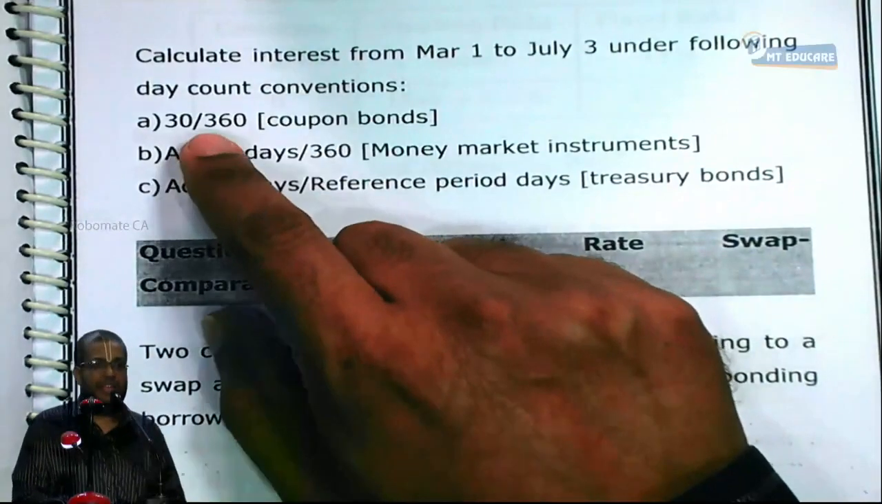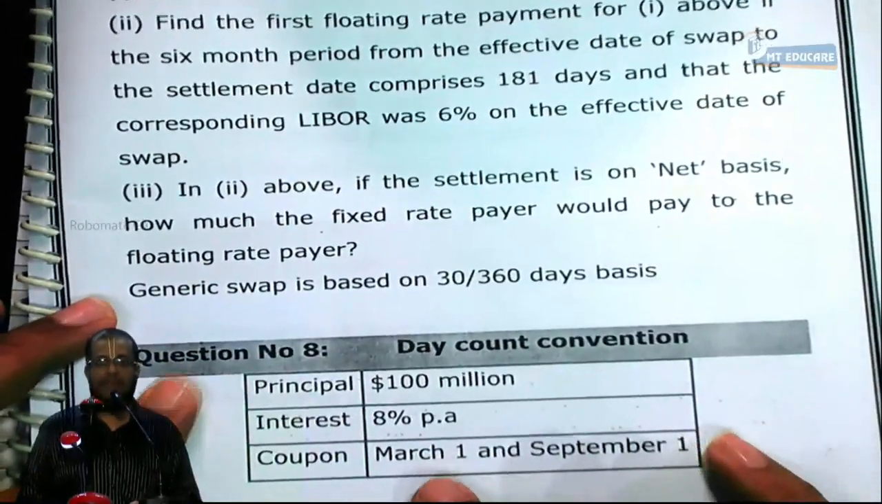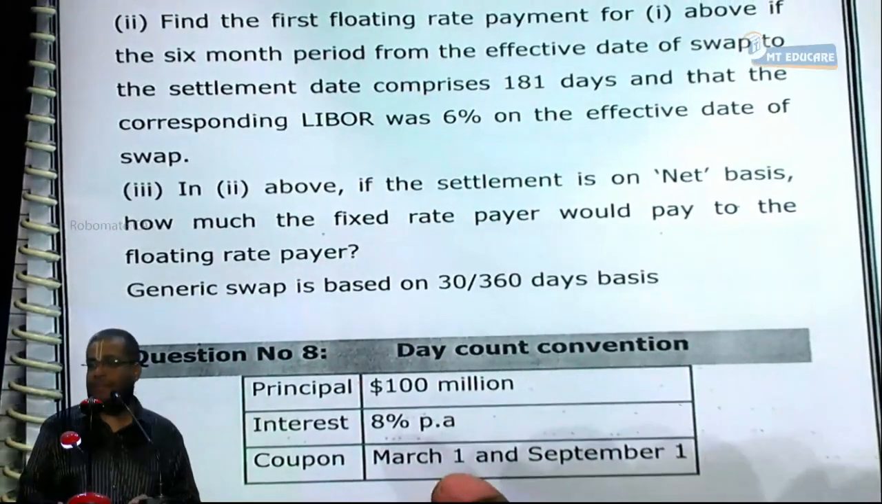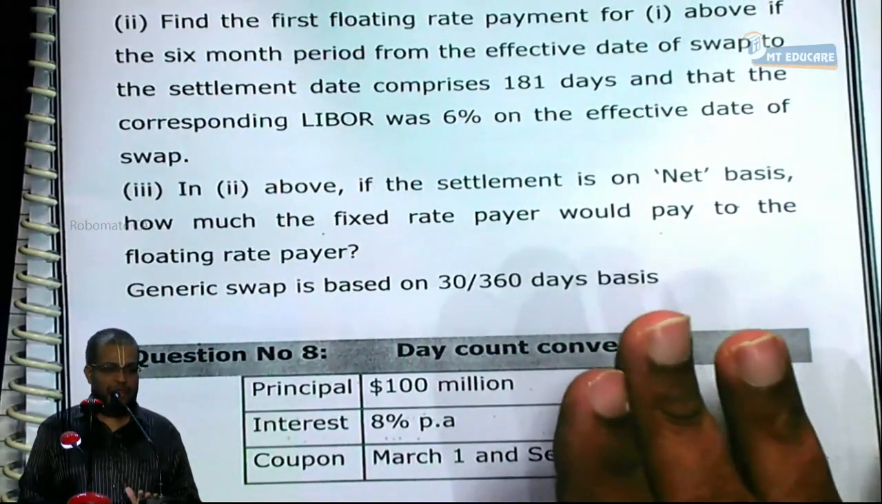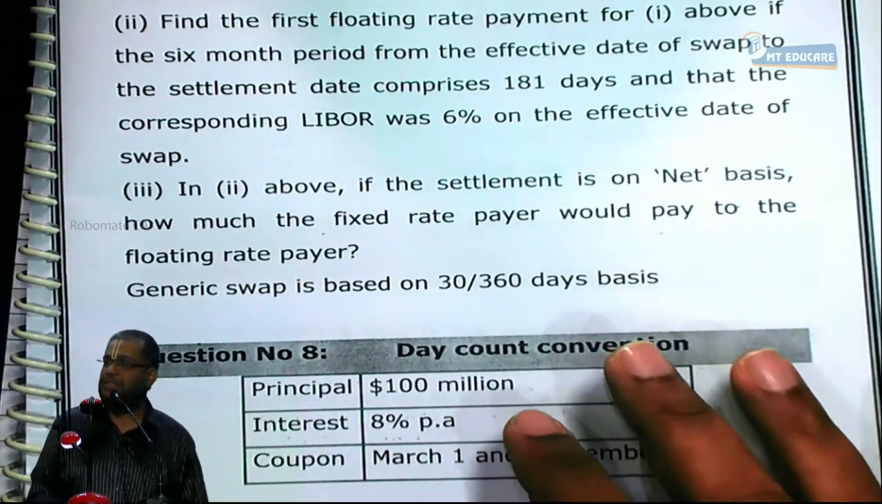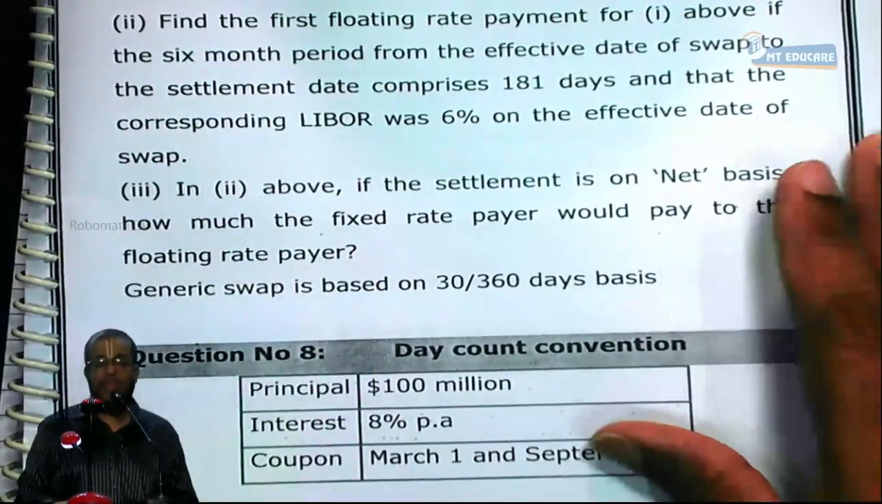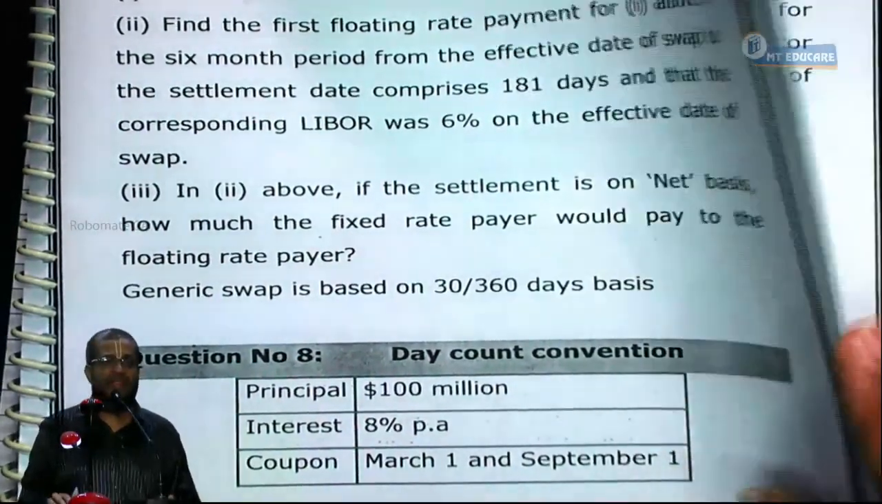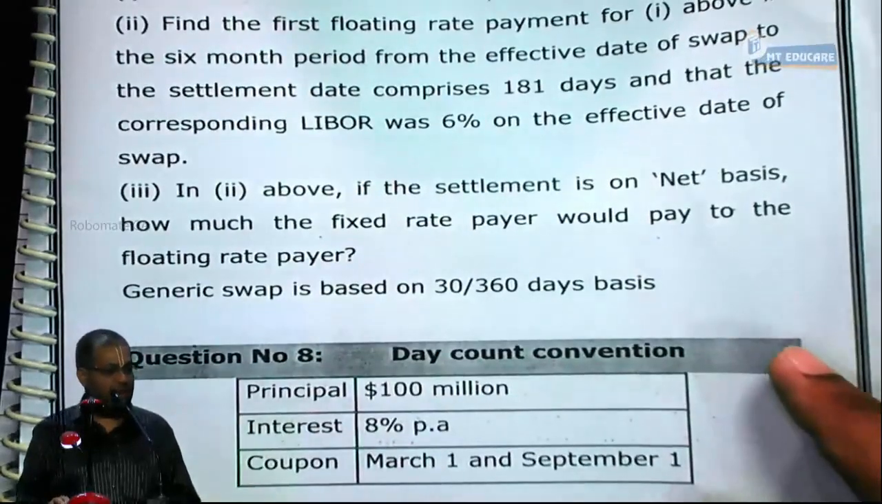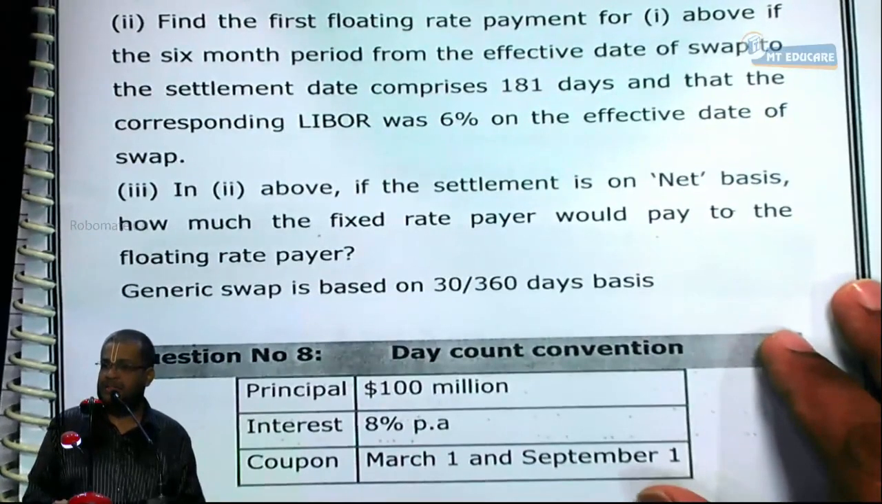First convention is 30 by 360. Interest is payable 2 times a year. Every half year we take as 180 days. That means a year has 360 days. Now, here 30 means whether it is January or February or March, a month will be taken as 30 days.